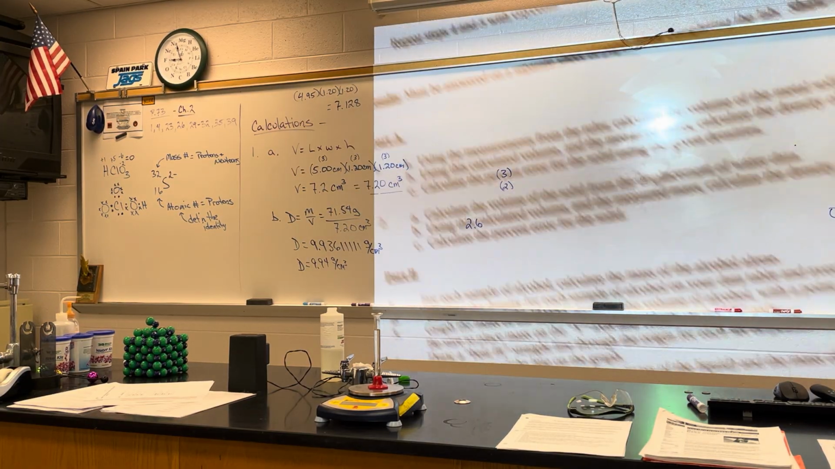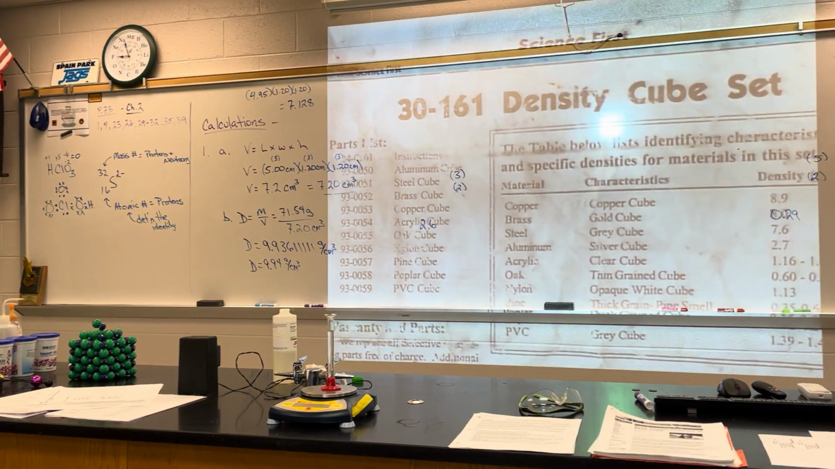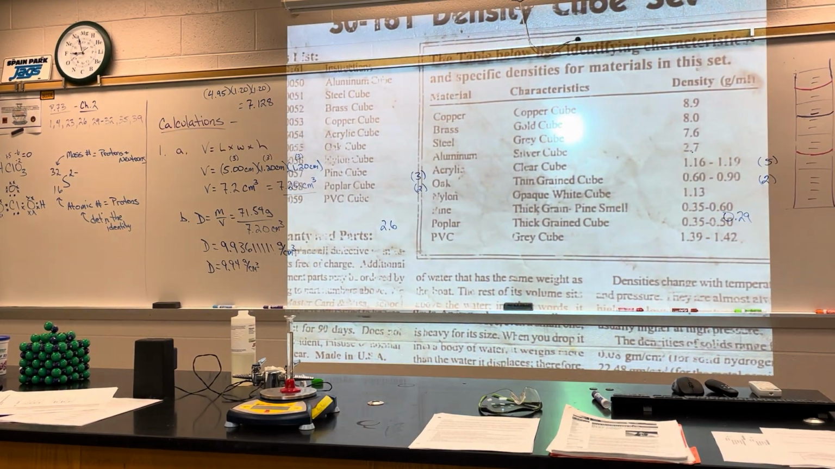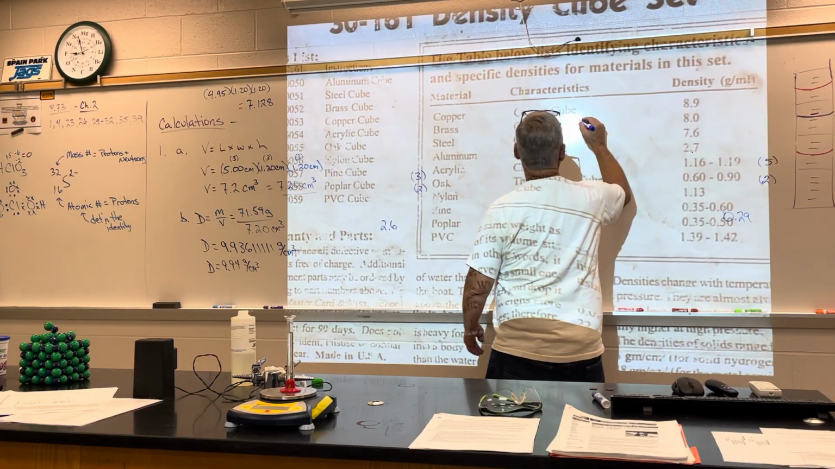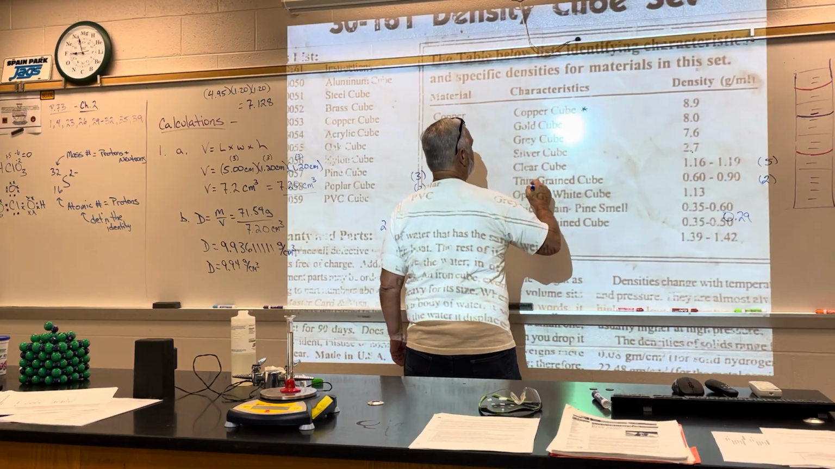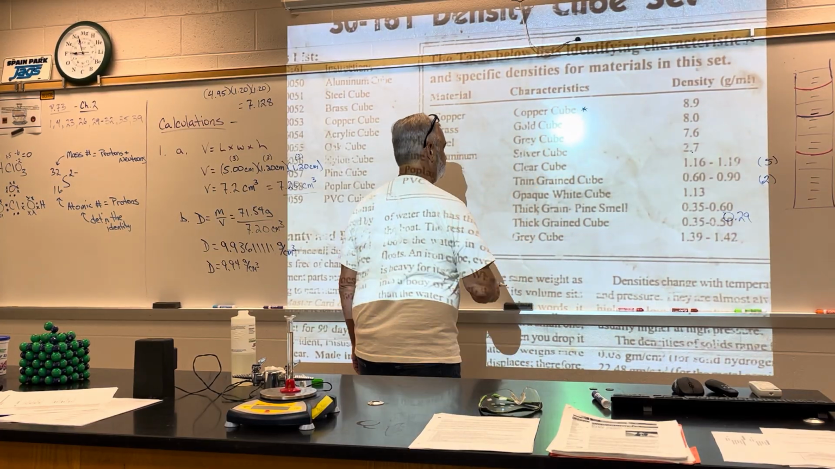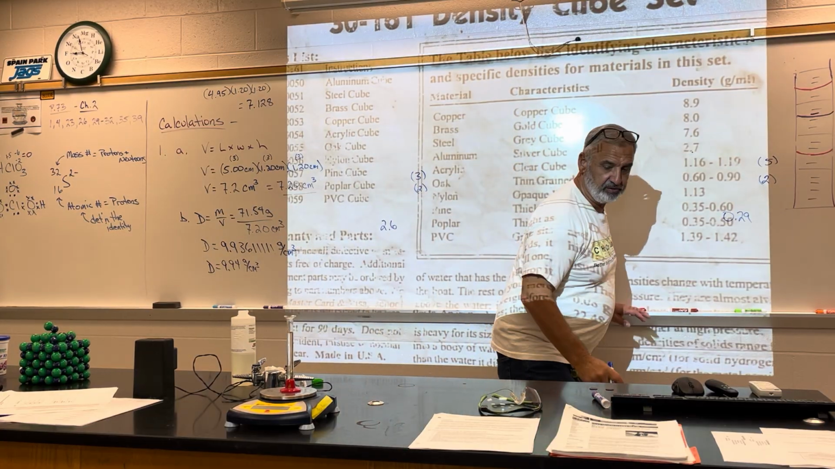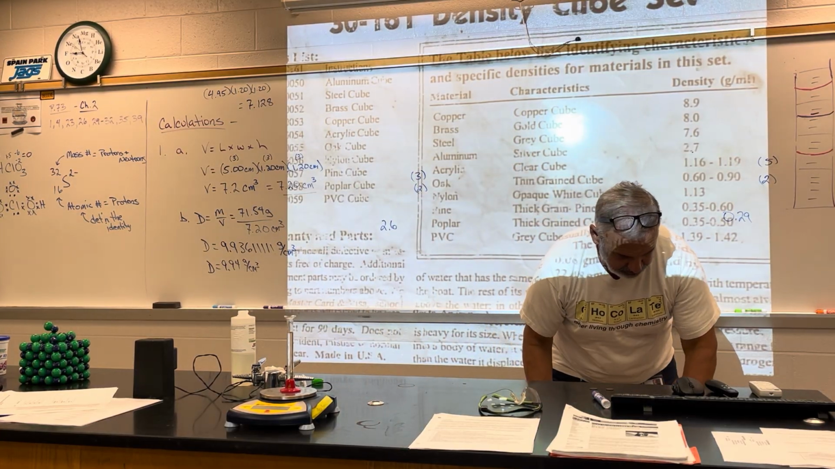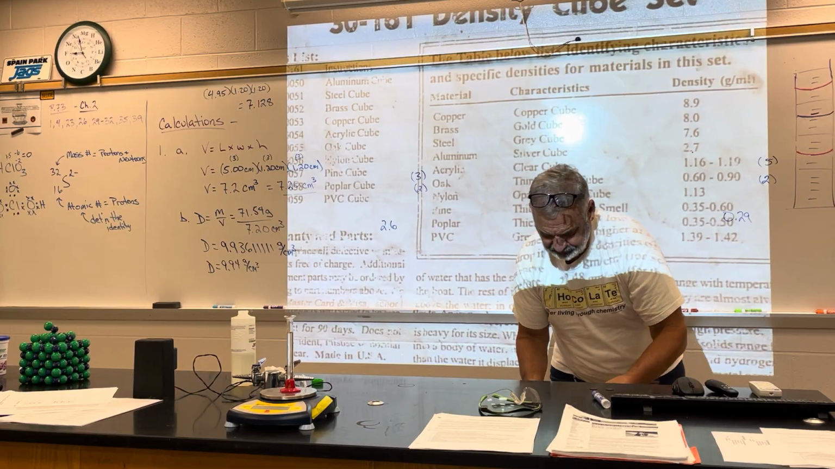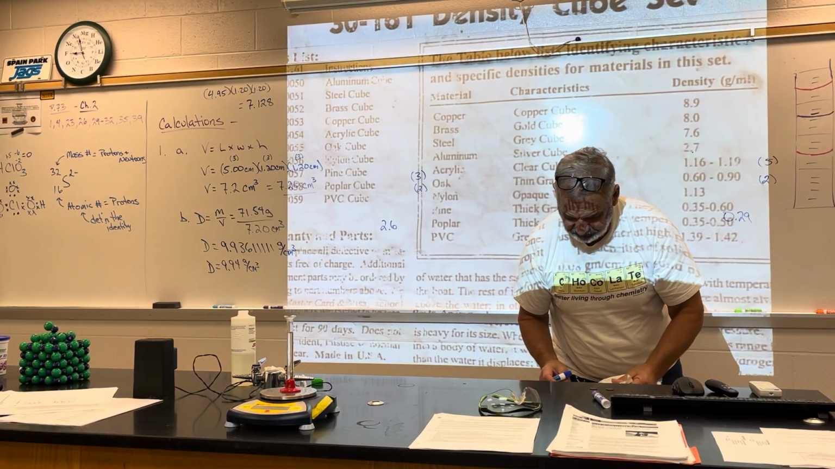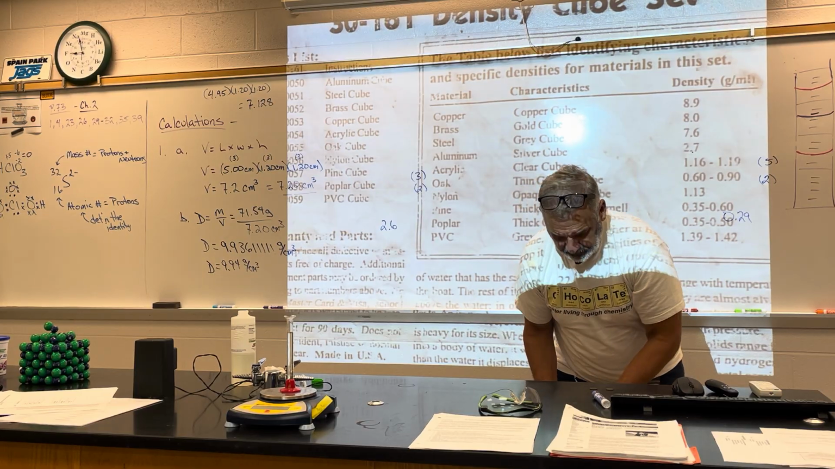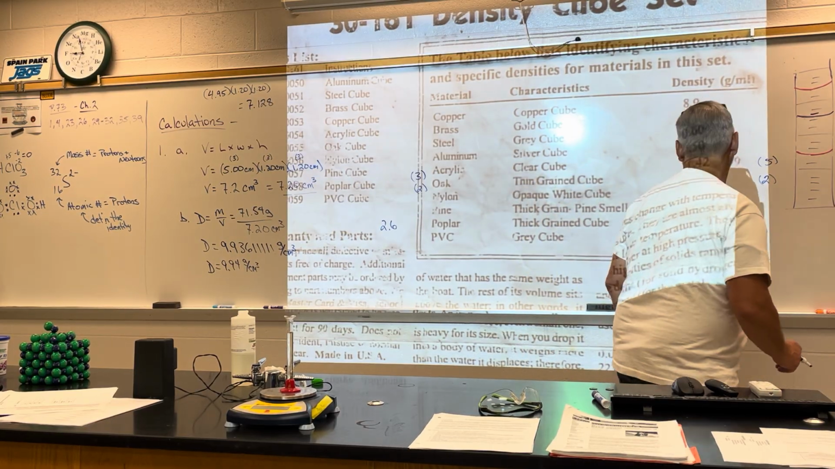So the next one is calculate percent error. So the copper, we used copper, we used, this is the wrong sheet. Hold on, let me find a different sheet. This is the cube study. Okay, I'm just going to write them up here.